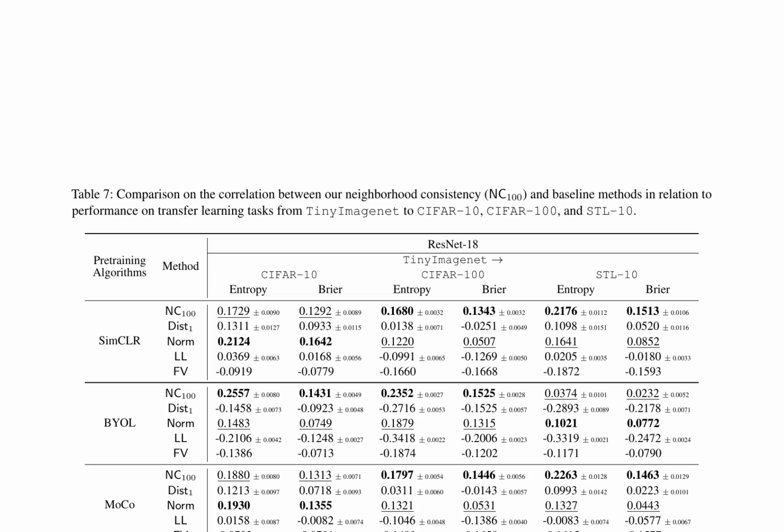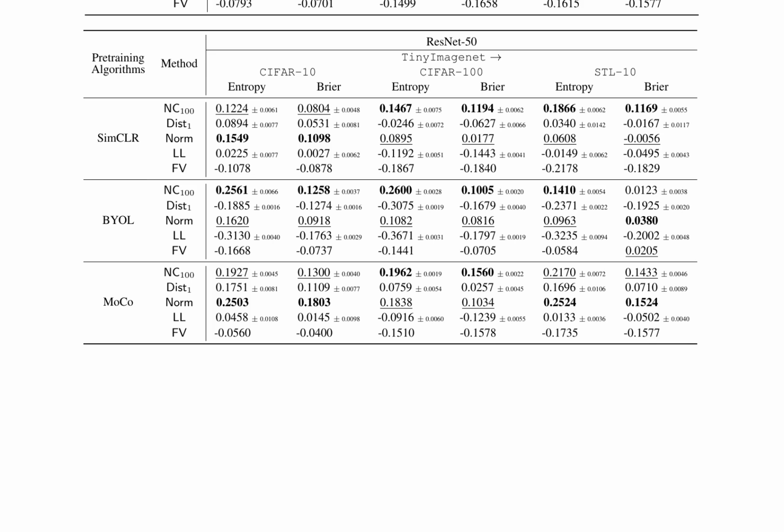The paper presents a comprehensive comparison of various self-supervised learning algorithms, including SimCLR, BYOL, and MoCo, on their performance in transfer learning tasks from Tiny ImageNet to CIFAR-10, CIFAR-100, and STL-10. The evaluation metrics used are neighborhood consistency, NC100, entropy, Brier score, and correlation with downstream task performance.